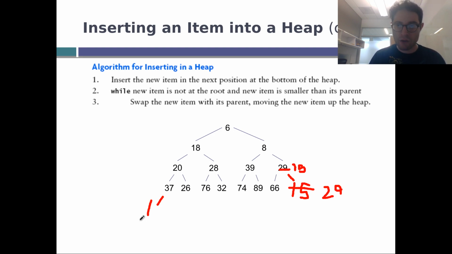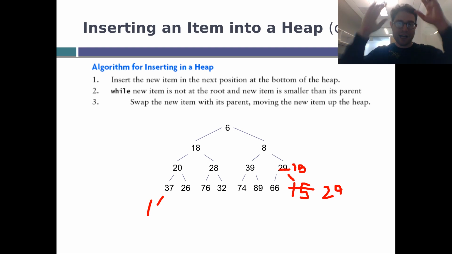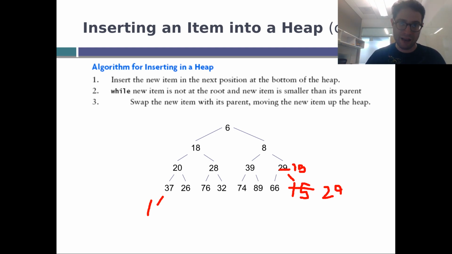The way this works is that we can think of it as the lighter items bubbling to the top, and the heavier items sinking down to the bottom, where the size of the item is indicated by its value. So the lighter items float to the top as far as they can, and the heavier items sink down in turn.